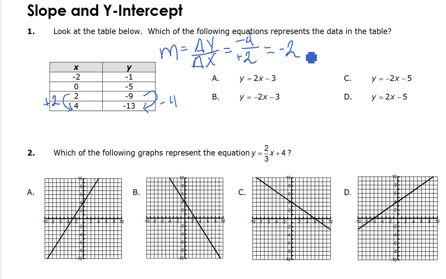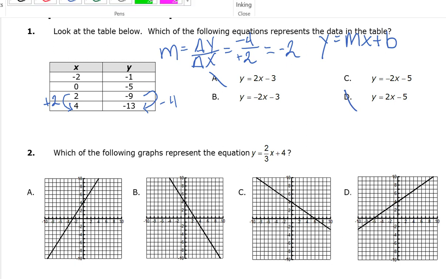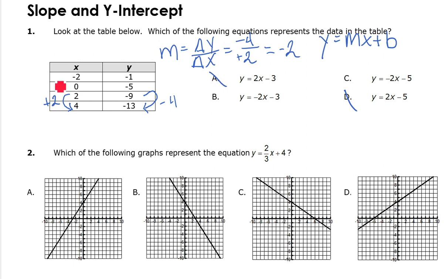So remember, y equals mx plus b. My slope is my m value. So I'm going to get rid of a, and then I'm going to get rid of d. My y-intercept is where x equals 0. So if I look at my table, I can see x equals 0 at negative 5. So C is my answer.